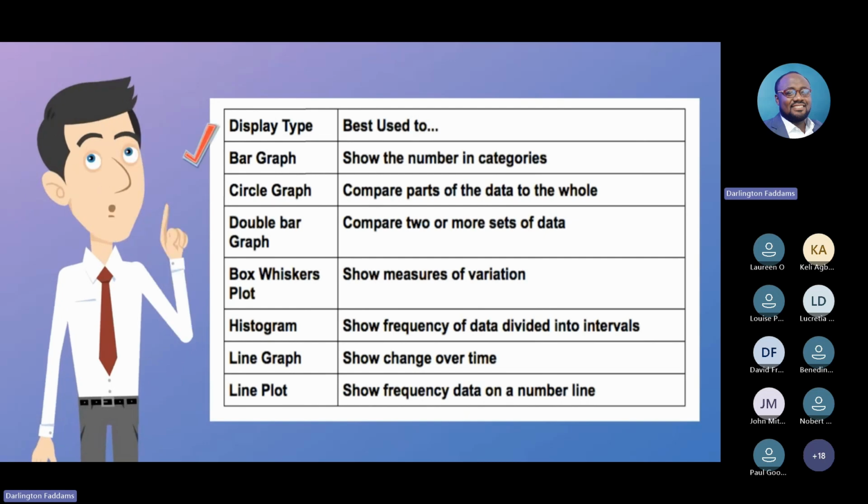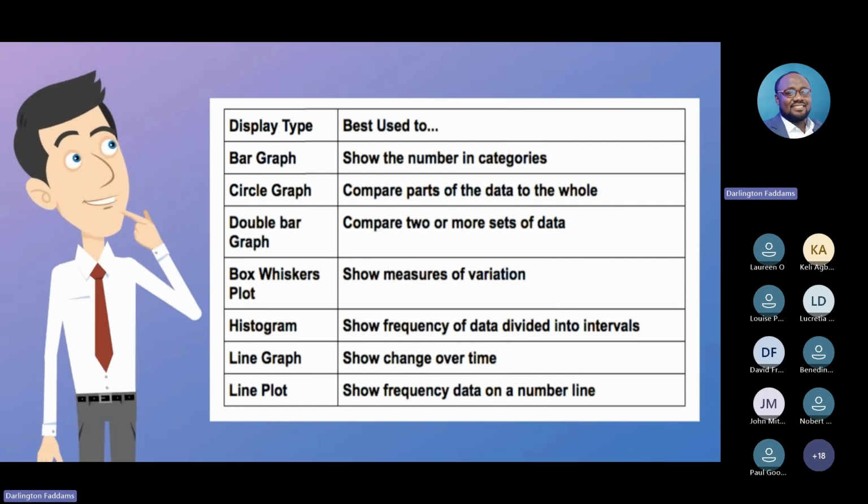First, we have the bar graph, and this shows the number in particular categories. A circle graph compares parts of the data to the whole. A double bar graph is good for comparing. Box and whiskers show measures of variation. A histogram is good to show frequency of data divided into intervals. A line graph shows change over time, and a line plot shows frequency on a number line. So let's look at a particular examples.